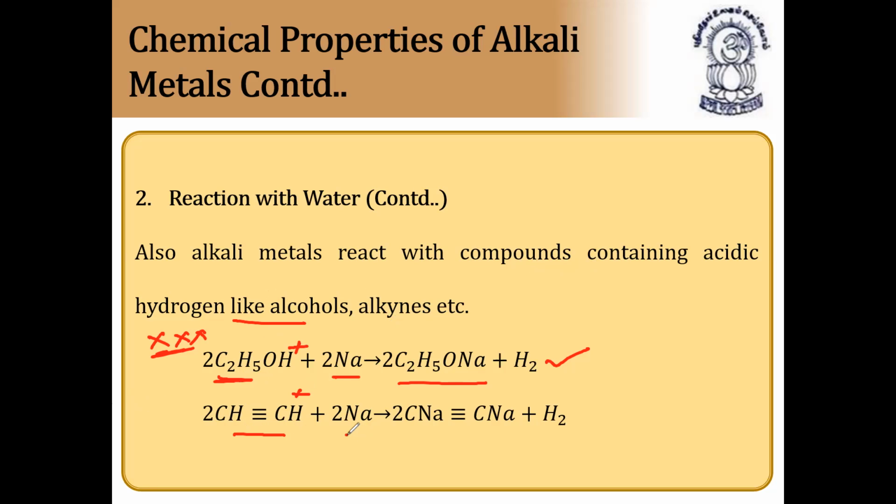So alkynes combine directly with sodium to form sodium acetylide. Acetylide means from acetylene. So this is called sodium acetylide. Two hydrogen atoms are removed and replaced with two sodium atoms. So that's why it is called sodium acetylide, along with hydrogen gas.